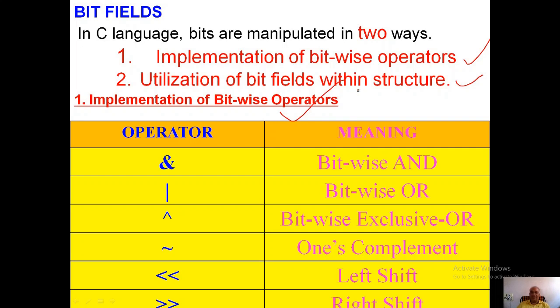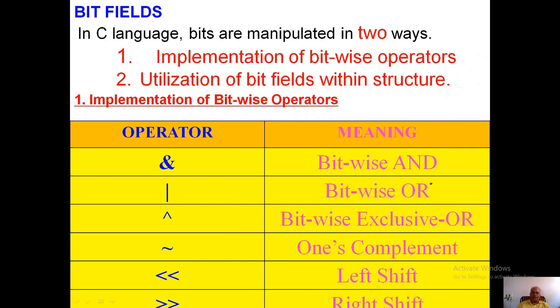Implementation of bitwise operators, utilization of bit fields within the structure. So here, what are the operators? Already we discussed these operators. AND, that is called a bitwise AND. OR, bitwise OR. Next one is bitwise exclusive OR. One's complement. Already we discussed this. Next one, left shift. Next one is the right shift. Already we discussed all these operators.